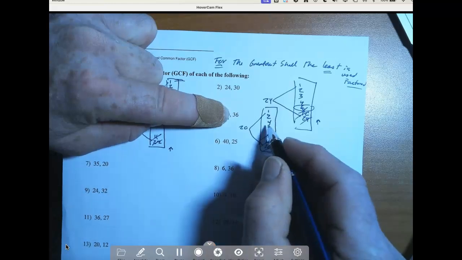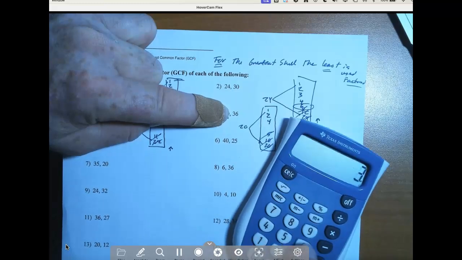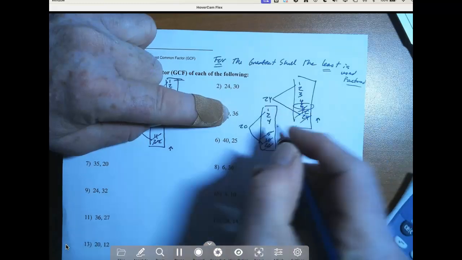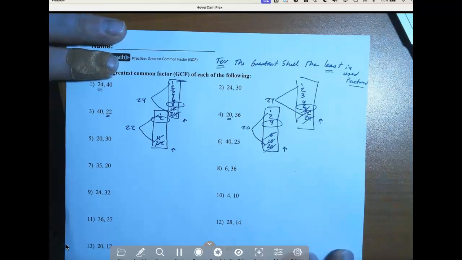Does 4 fit in? Not sure? Grab your calculator and check it. 36 divided by 4 equals 9. There we go. We've got that figured out. All right.